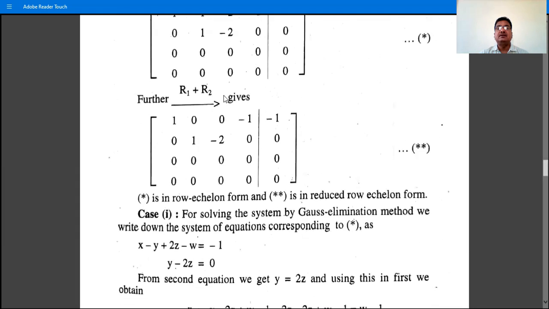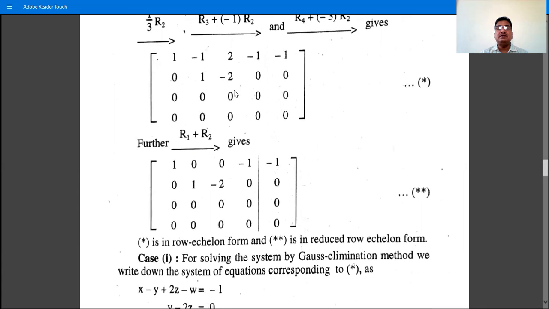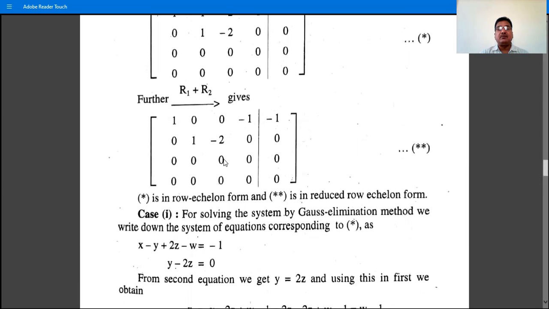We have this matrix, and this is an echelon form. If you have to reduce this matrix to reduced row echelon form, just reduce this element minus 1 to 0. The operation is R1 plus R2, change in R1. So we have a 0 at this place, 0 at this place, and minus 1 at this place. So this is the reduced row echelon form. The single star is the row echelon form, and this double star is the reduced row echelon form.